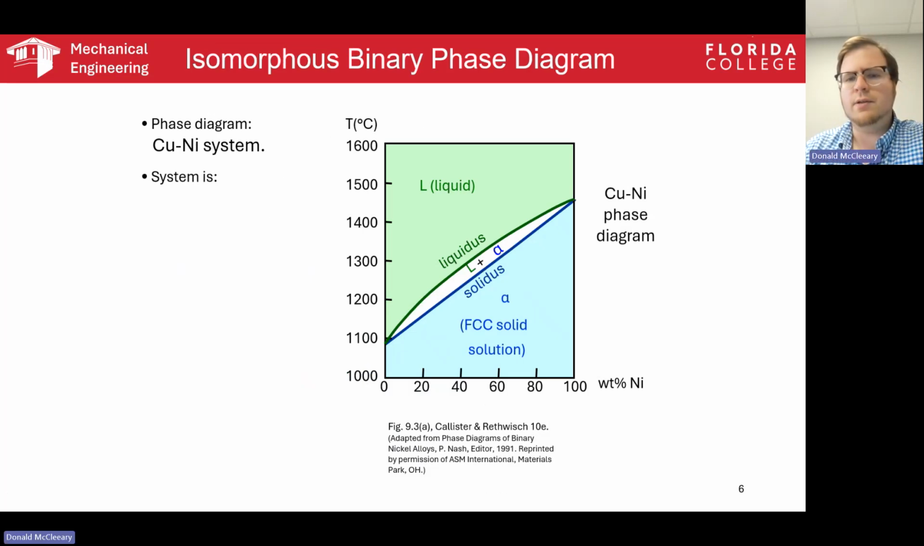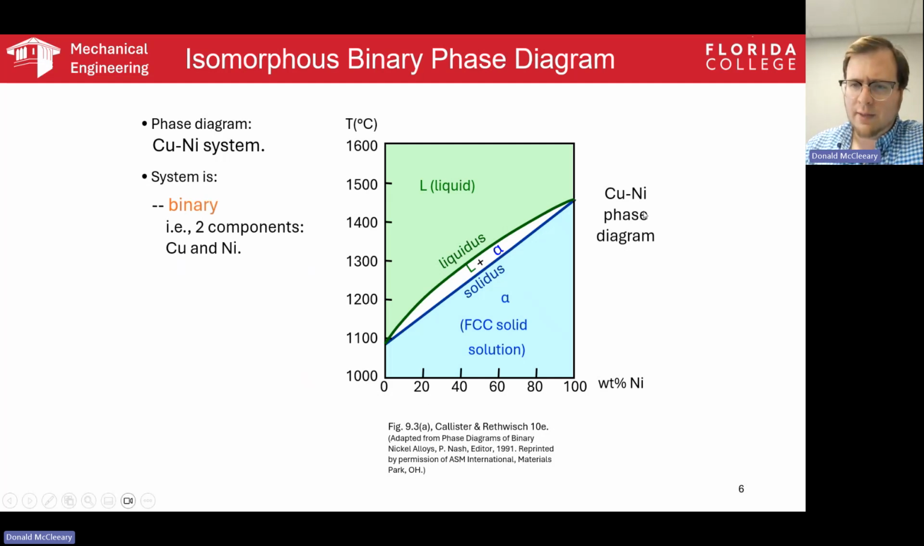All right, so this is also called an isomorphous binary phase diagram. It's binary because we have two components that we're talking about. This is copper and nickel. So you'll notice on the x-axis, you have 0 to 100% nickel. What that means is if I'm down at 80% nickel, I have 20% copper.